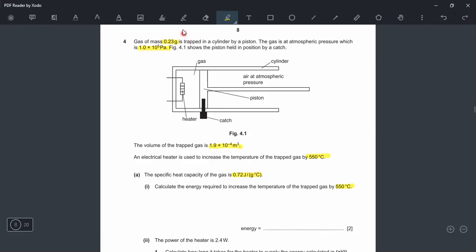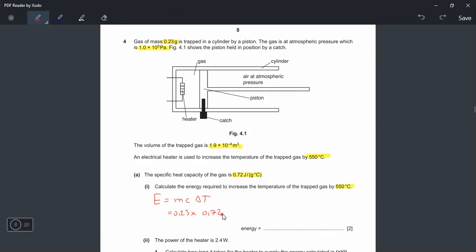Since he's given me the specific heat capacity, my mind immediately goes to our good old standard energy equation, mc delta T. And he wants the energy. So do we have the mass? Yes, we do. 0.23. Do we have the specific heat capacity? Yes, we do. 0.72. And you'll notice that they're both in grams, so I'm not going to change any units. And the temperature increased by 550, so we'll also leave this as is, which gives me an answer of 91.08, so just 91.1 joules.